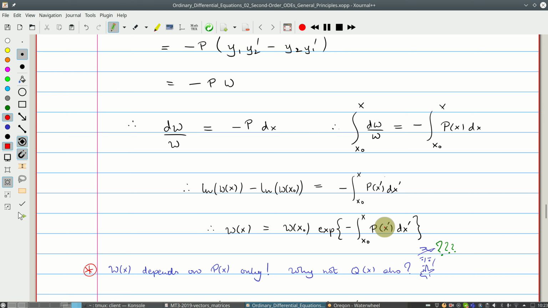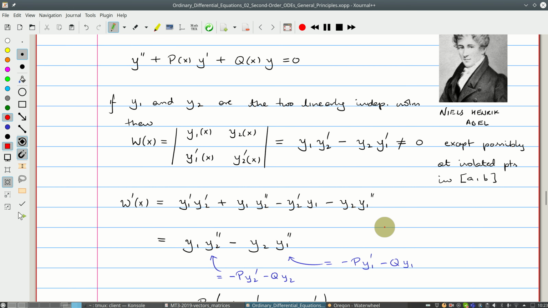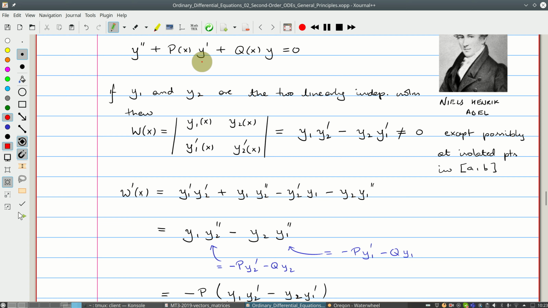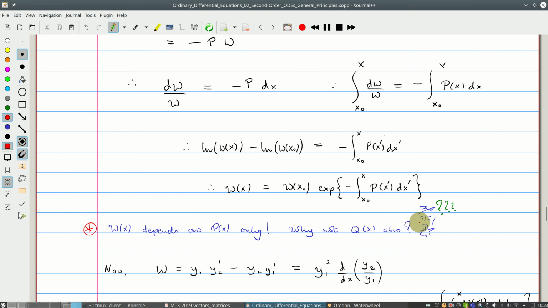So once you have defined your differential equation, where is it? There it is. And once we know what this function p of x is, the function in front of the first derivative, then the Wronskian is in fact defined to within a constant. This is the constant. So the Wronskian is defined to within a constant. Now, this has puzzled me, and I don't have a solution to it. The Wronskian depends on p of x only. Why not q of x also? I don't know, and if any of you find out, please let me know.